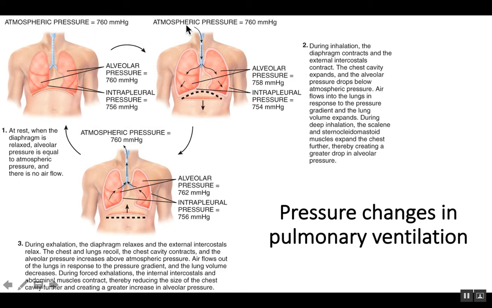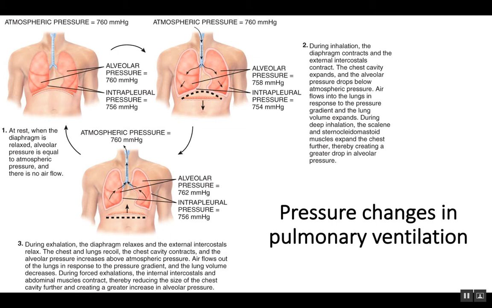Notice that at each of these 3 stages, atmospheric pressure is all 760. That's the pressure in our atmosphere at sea level. Now, as we elevate, when we go to higher altitudes, that pressure is going to change. But since we live in Florida, we are at sea level, 760. So that number is not going to change.